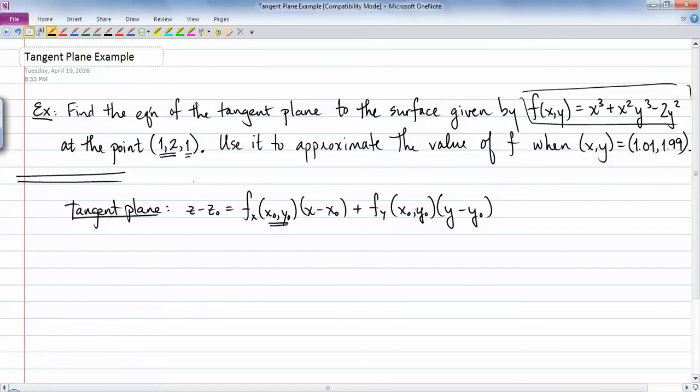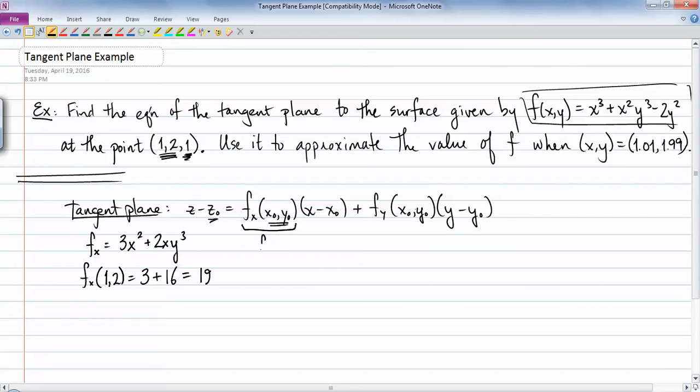Now the (x naught, y naught) that we're using is (1, 2), and the z naught is 1. So let's find f sub x. So f of x, y is this thing up here in the box. So f sub x is going to be 3x squared plus 2xy cubed. So f sub x when (x, y) is (1, 2) is going to be 3 plus 2 times 8. So 16. So that's going to be 19. So this right here is going to end up being a 19.